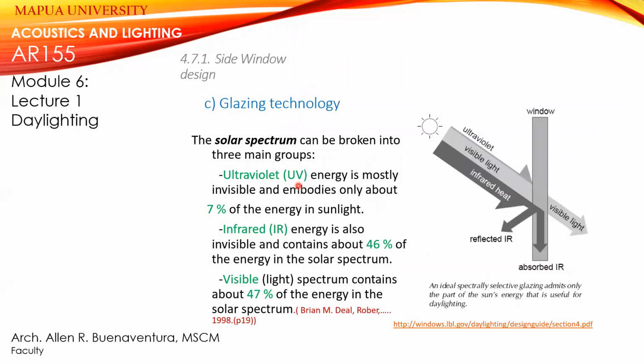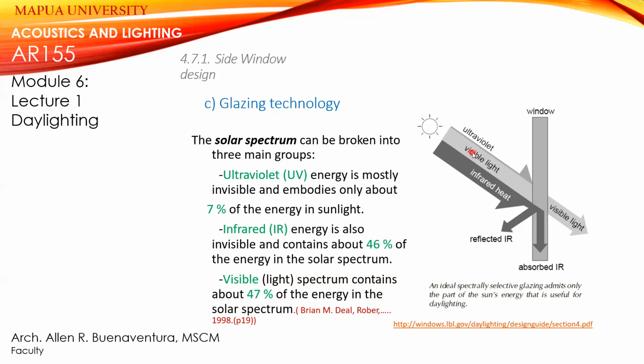So inside windows, you can see the glazing technology. The solar spectrum can be broken into three main groups. There are ultraviolet rays, which are invisible and embody only about 7% of the energy in sunlight. Infrared energy is also invisible and contains about 45% of the energy in the solar spectrum. And the visible spectrum contains about 47% of the energy in the solar spectrum. These are the different types of light that are directed to the glazing.